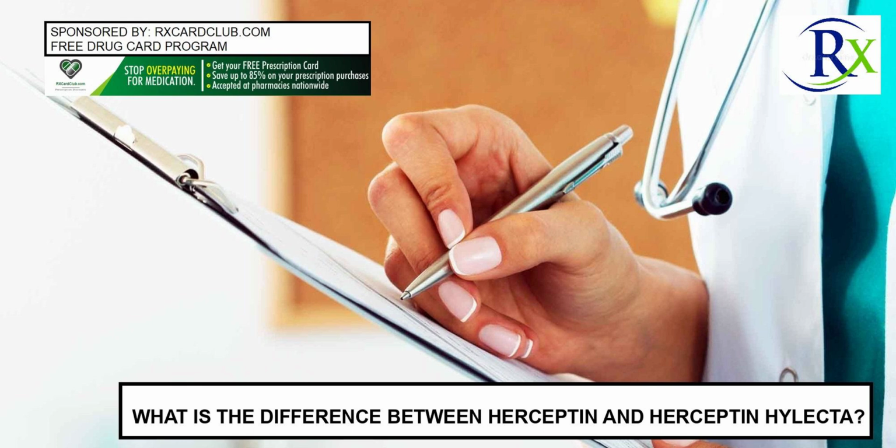Herceptin Hylecta is stored in the refrigerator until just before use, when it can be at room temperature, 20C to 25C, for up to 4 hours. After this time, if it has not been used, it should be destroyed.